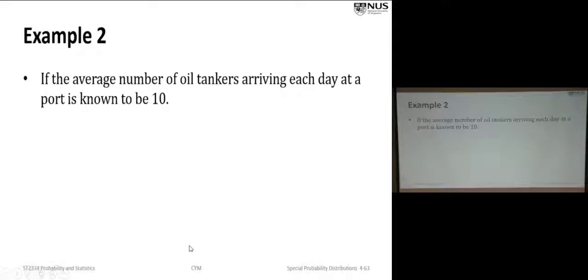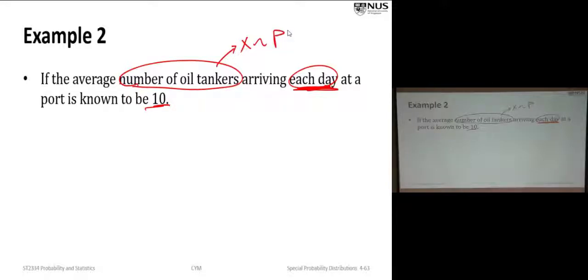All right, here's another example. The average number of oil tankers arriving each day is known to be 10. If x represents the number of oil tankers arriving on a given day, then x follows a Poisson distribution with the average number being 10. So it follows lambda equal to 10. So this is the distribution.